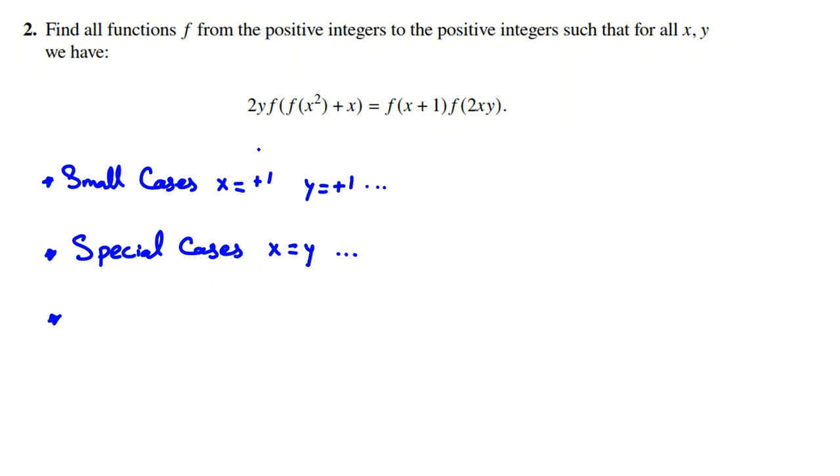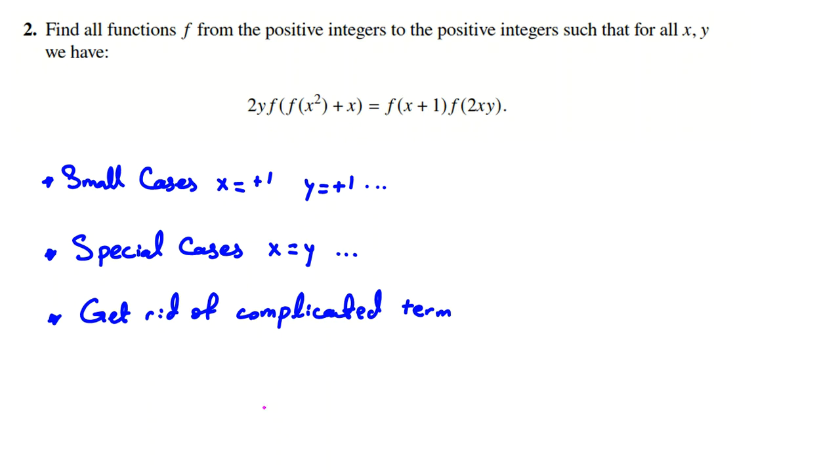One idea, when we have a complicated term, here we have f of (x squared plus x): get rid of the complicated term. How? For example, in SMO, Singapore Mathematical Olympiad, and in IMO, we had this idea. You should write this equation twice. Because we have only x, only change y. And then if you subtract, or here, because they are positive integers, if you divide, sometimes with subtraction, here with division, you can get rid of this complicated term.